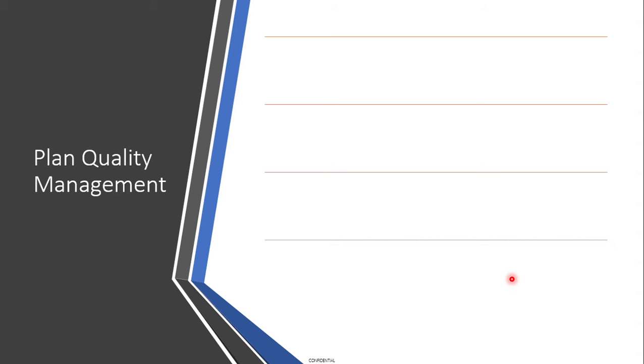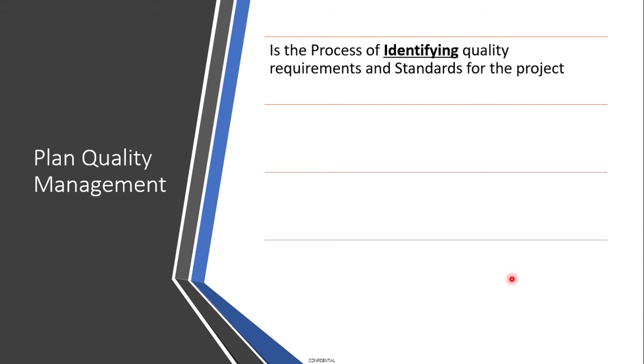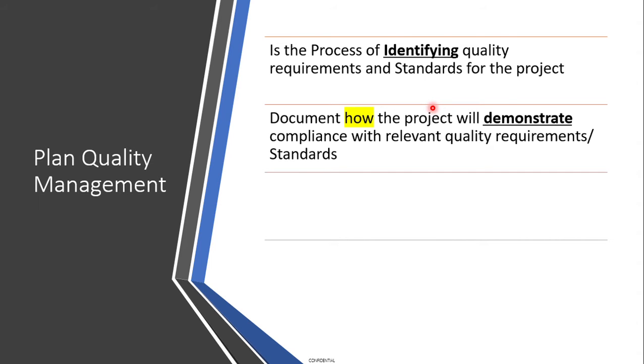So, jumping into planning as usual, it's basically a process of identifying the quality requirements and the standards for the project. So this will be, as always, the plan management process, in any scope or schedule or cost. The planning part will definitely be the guidance part of the respective area.